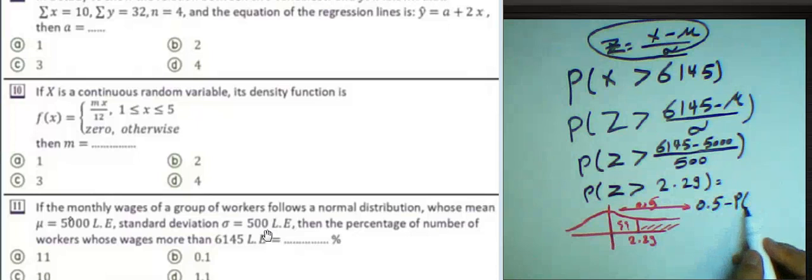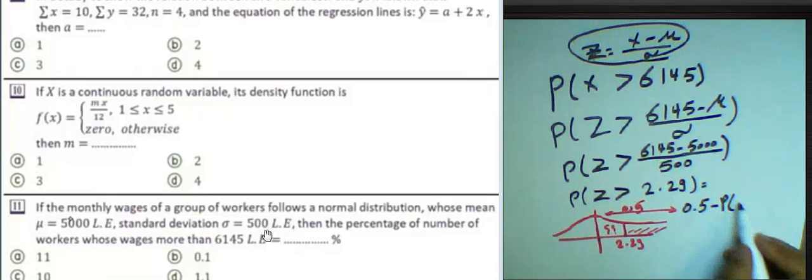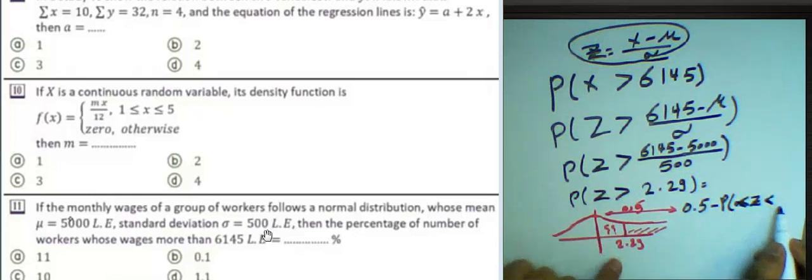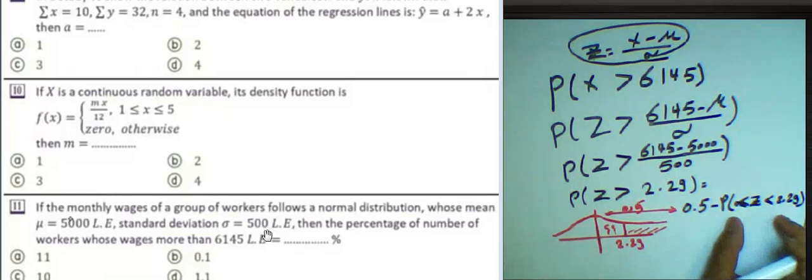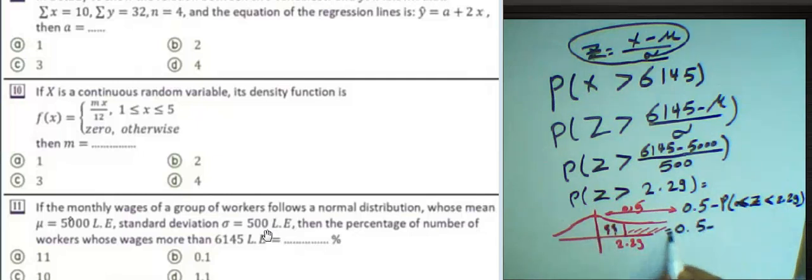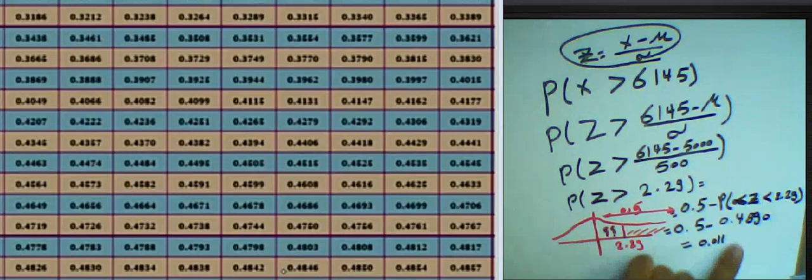Probability of z between 0 and 2.29. I will get the result from the table for the area here. Look at the table with me, and we will subtract the result from 0.5, or from half. We get the result from the table, 0.4890, and we subtract it from 0.5. The result will be 0.011.